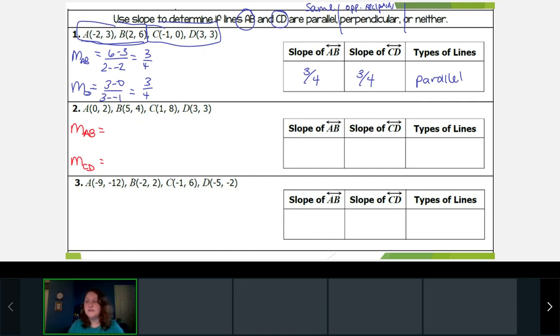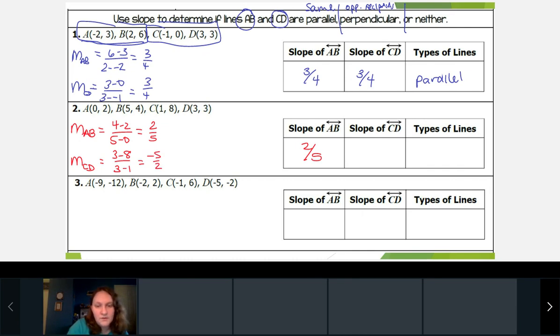Okay. You can find the slope again however you wish. You can use the formula, you can graph them and count the blocks, you can graph them on Desmos and count the blocks. For AB, I'm going to subtract my y values on the top and the x values on the bottom. So the slope of AB is 2/5. And for CD, we'll have 3 minus 8 and 3 minus 1, negative 5/2.